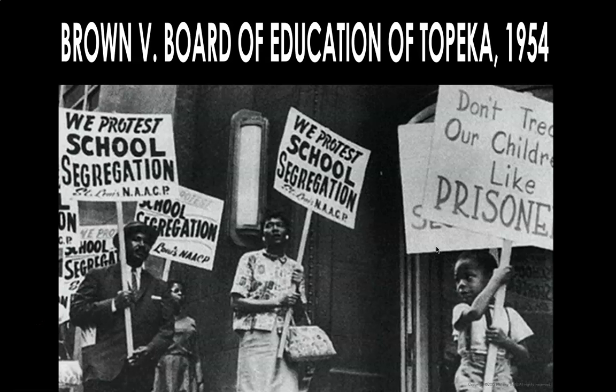I want you to see this picture here. This is Brown versus Board of Education of Topeka, Kansas in 1954. So these people are protesting school segregation because at this point in time, African Americans and white students were separated. They did not go to the same school together. Notice her signs, or I think this little boy says, "Don't treat our children like prisoners." And this mother says, "We protest school segregation." And notice all these signs say the NAACP.